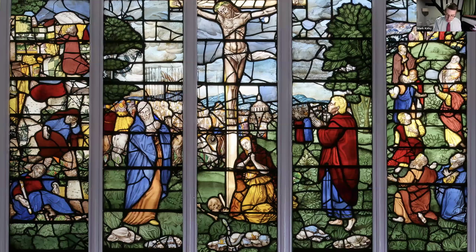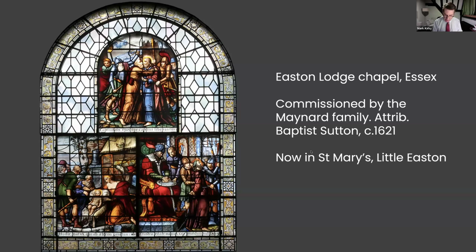Another private commission survives from Easton Lodge, Essex. This was in the family chapel of the mansion of the Maynard family and was made in around 1621. This is one of a set of three arranged in this sort of fashion now, and it's been rearranged and put into the nearby parish church of St Mary's in Little Easton.